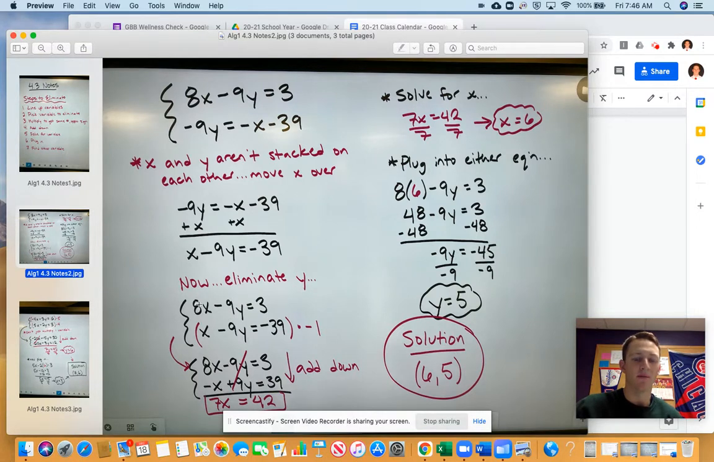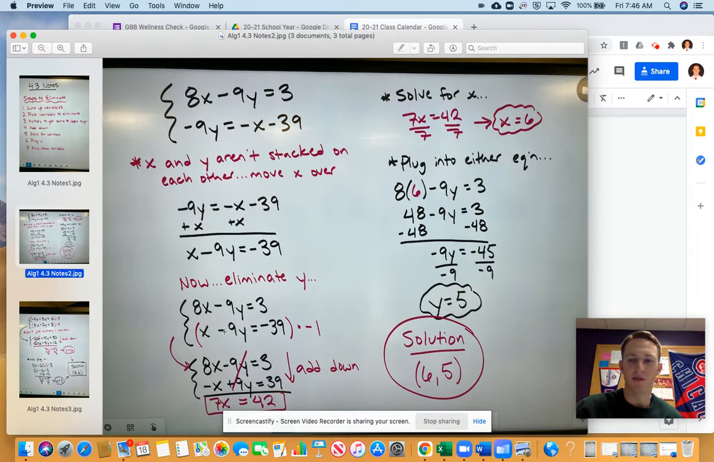So looking at the numbers out in front, if this is an 8, we would want this to be a negative 8 if we wanted to eliminate the x's. In this example, we're going to eliminate the y's because we have a negative 9 and a negative 9. So all we have to do is change the sign on the second one. So we have a negative 9 and a positive 9.